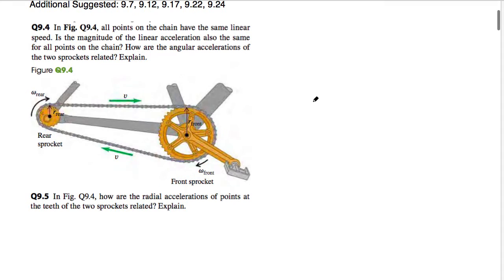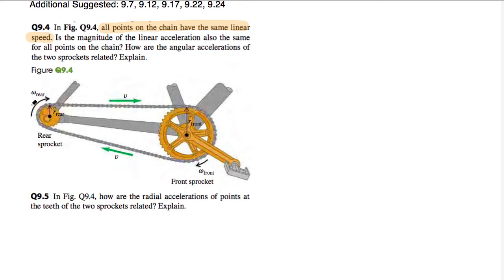So to kick it off, we have a conceptual question, or two questions rather, where we have a bike chain, and we have two sprockets that are connected by a chain, and all points on this chain have the same linear speed. So that is given here as v. And the question asks us, is the magnitude of the linear acceleration also the same for all points on the chain?